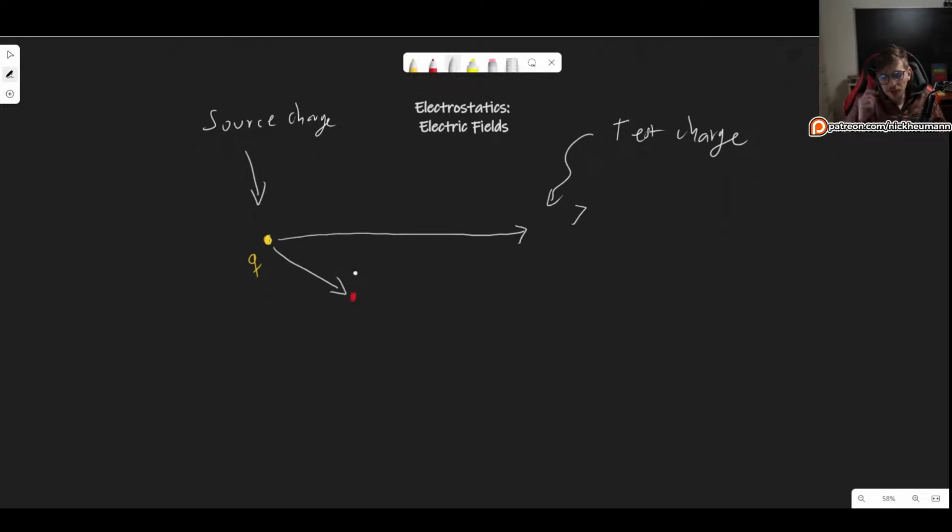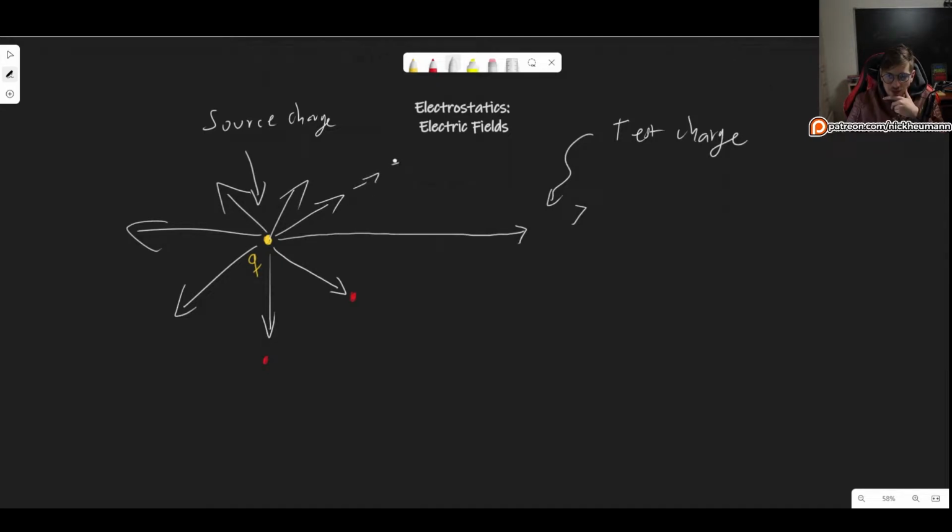Some books and some teachers like to use different lengths for the arrows, depending on how strong or weak the field is. The further away it is, the weaker it is, so they may use shorter arrows. I'm not using that notation, I just want you to understand the general idea. Again, if the charge were here, it would go in this direction. So what you end up having is something like this. And that is one way to represent the electric field.